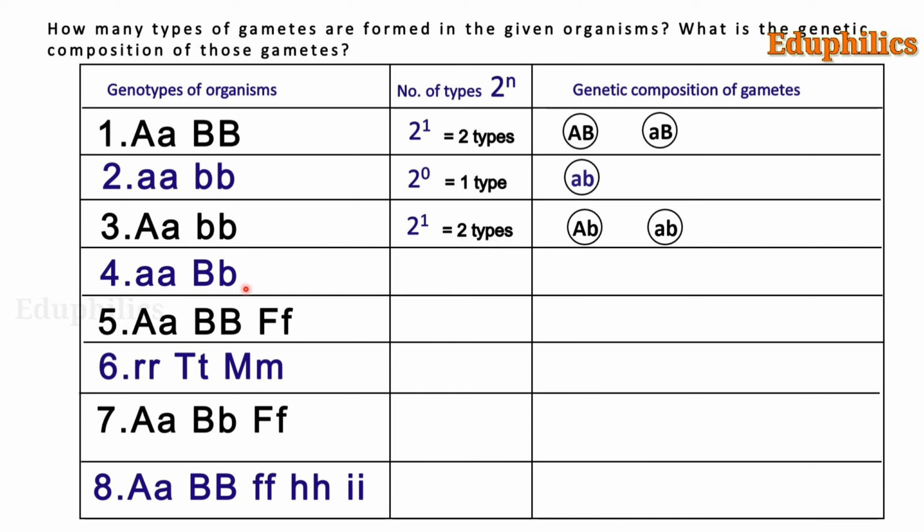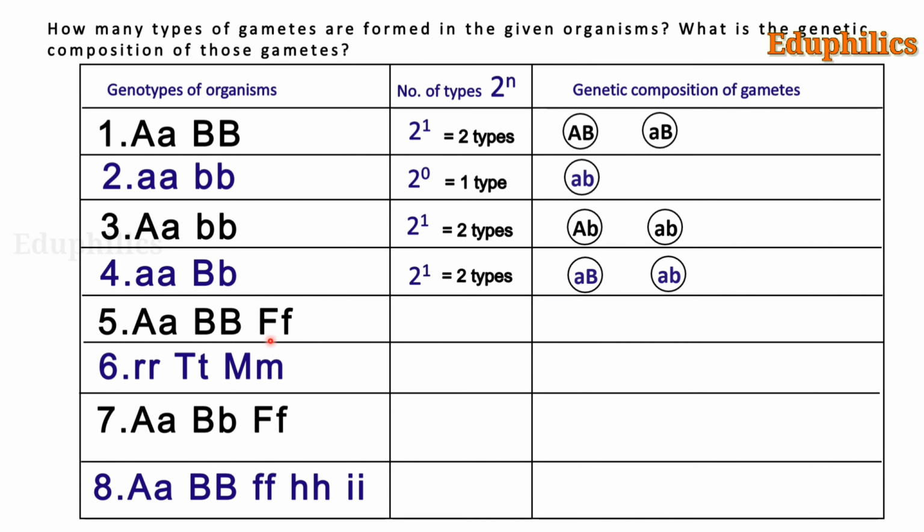In the fourth example, capital B small b only is heterozygous. So n equal to 1. That means two types of gametes are formed. The genetic composition of the gametes is small a from the first allelic pair and capital B from the second allelic pair. That is one type of gamete. Small a from first allelic pair and small b from second allelic pair. That is another type of gamete.